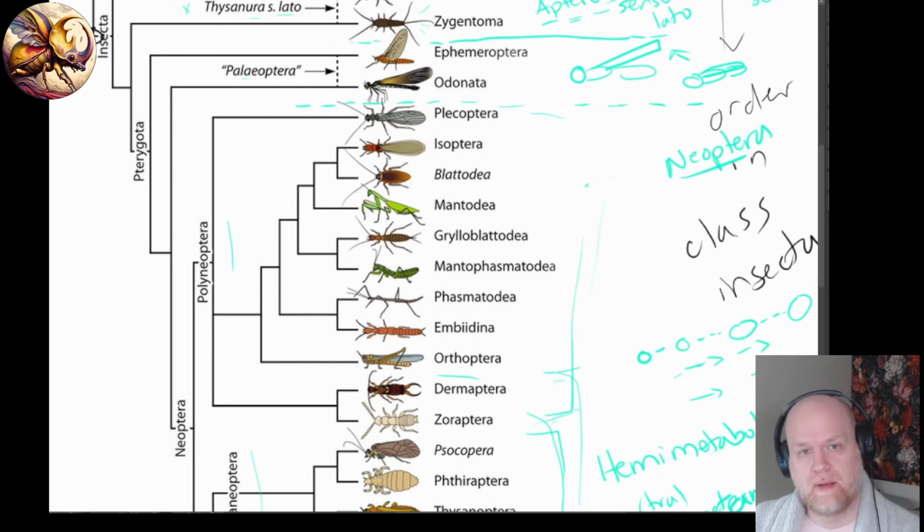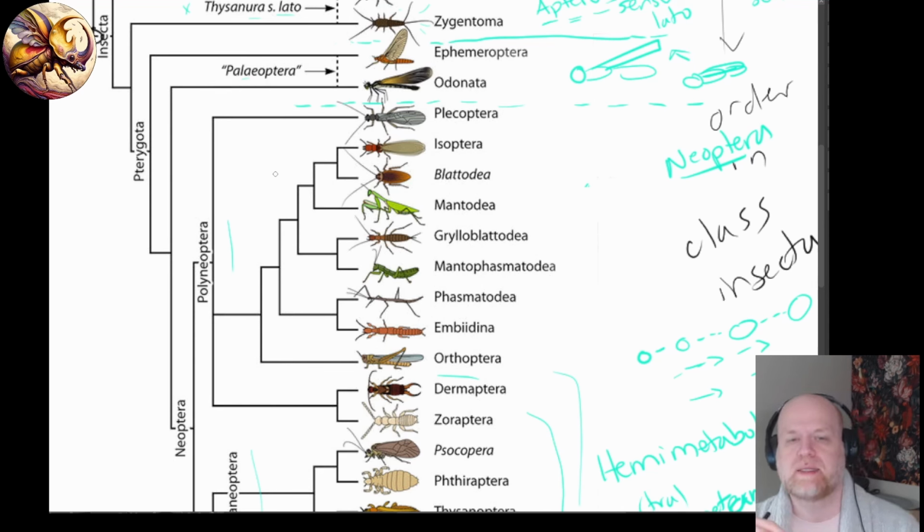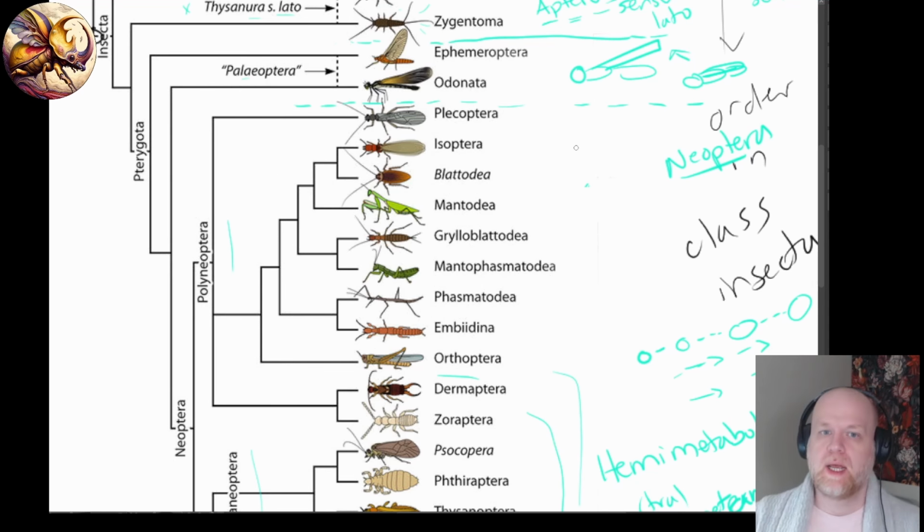I realize that's a lot of information, but we will go through all of this. But those are the two big divisions out of the Neopterous insects, the new winged insects: the hemimetabolous and the holometabolous.